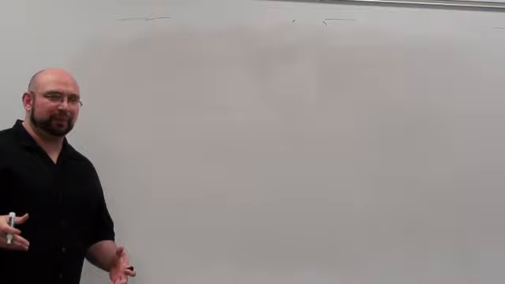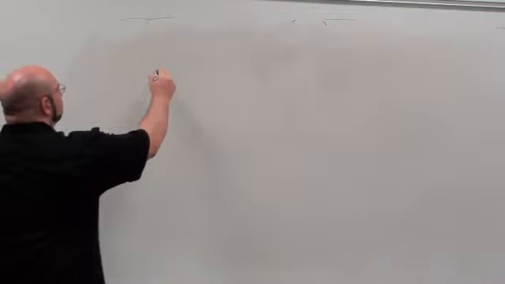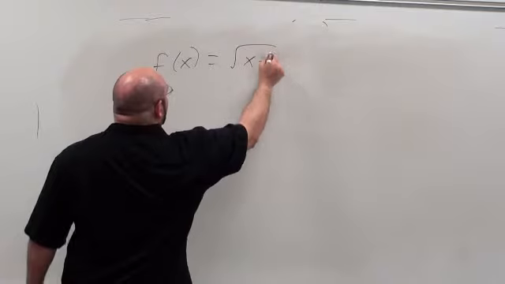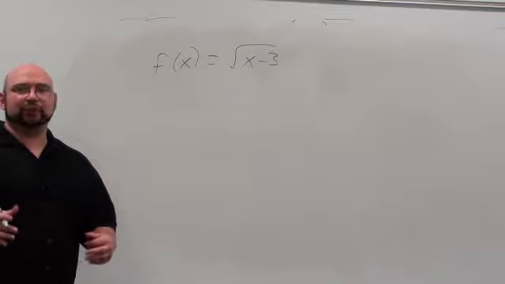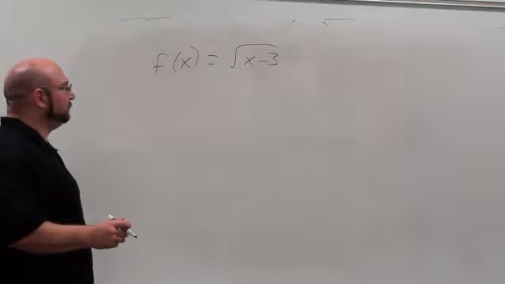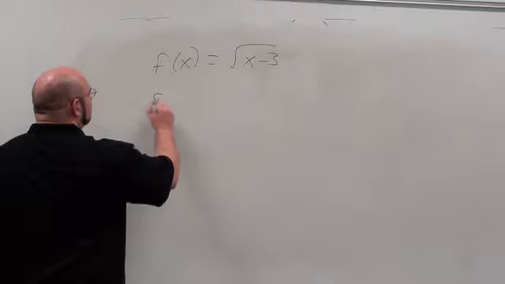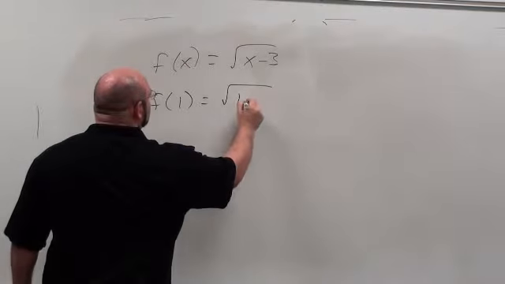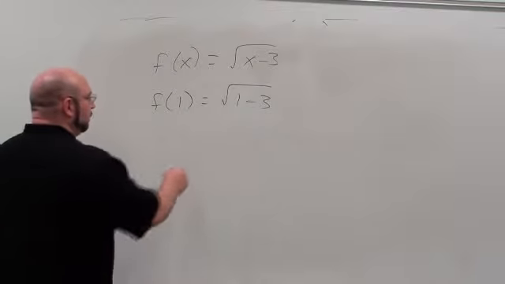Now if I want to ask you for the domain, that means I'm asking you what are all the x's that can be used. So if I've got f of x is equal to the square root of x minus 3, and I say what's the domain? Translation: what are all the x's that I can use? So if I think about it, I'm just going to pick a random number. Notice at f of 1, this becomes 1 minus 3.